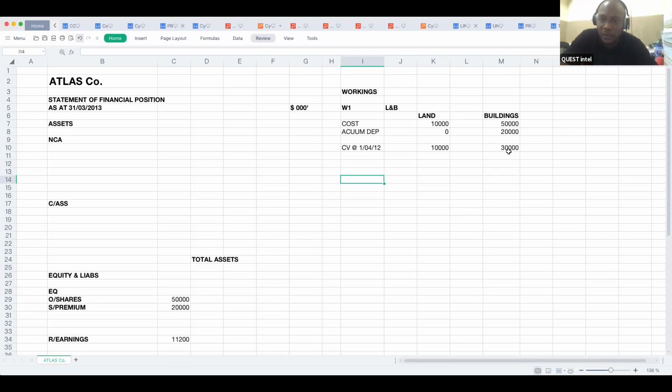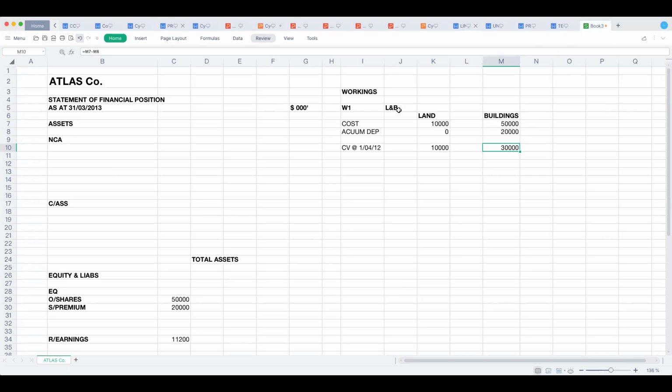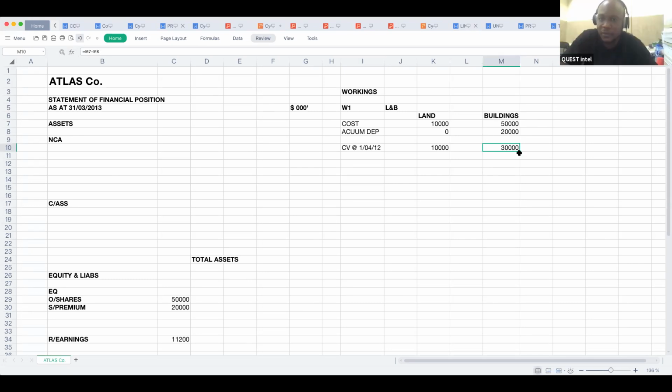All you have to do is click on this and see what the formula was. So if you had 20,000 minus 20, and then you added it, it would have been M7 plus M8, and it would have gotten the same 30,000. Absolutely. Anyhow you do it is fine.